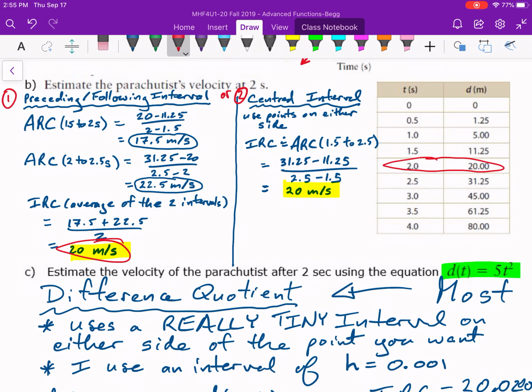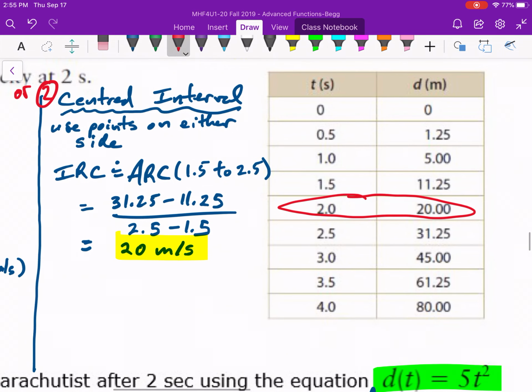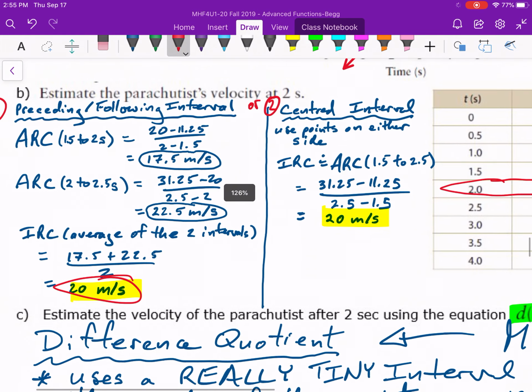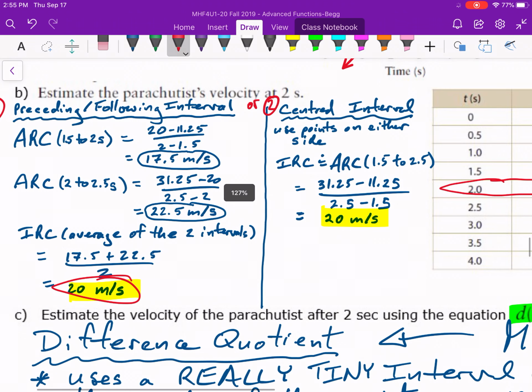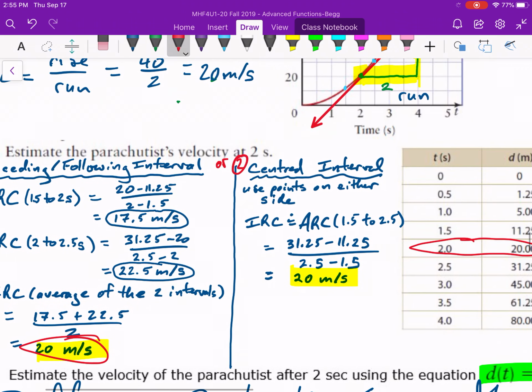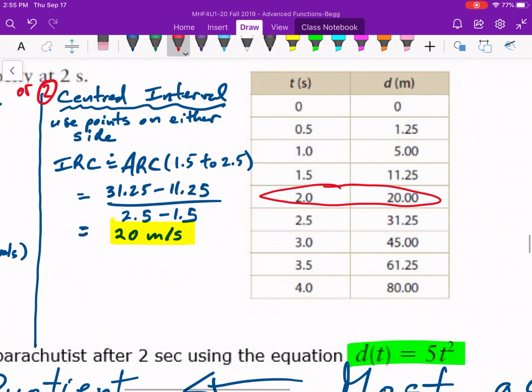Centered interval, if I move on to this part here, uses points on either side. So instead of doing two intervals, two average rates of change and then averaging them, I can just take an interval which is centered around the one I'm looking for. So again, if I'm looking for at 2 seconds, maybe I'll just look at, okay, I'll take a half second before that and a half second after that, get the average rate of change between those two intervals, and that should give me a pretty good ballpark as well. So then I use the slope formula again, and I got 20 meters per second overall in that one.